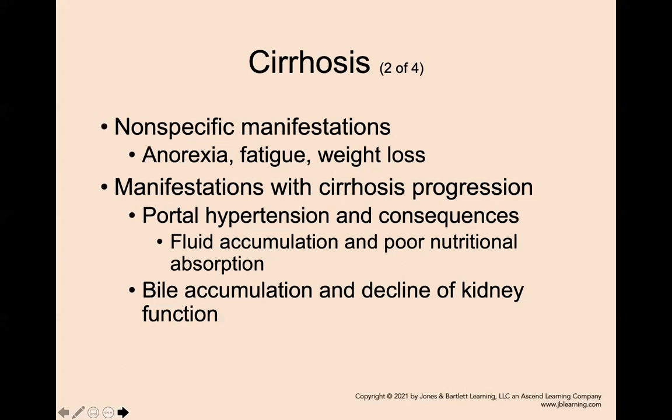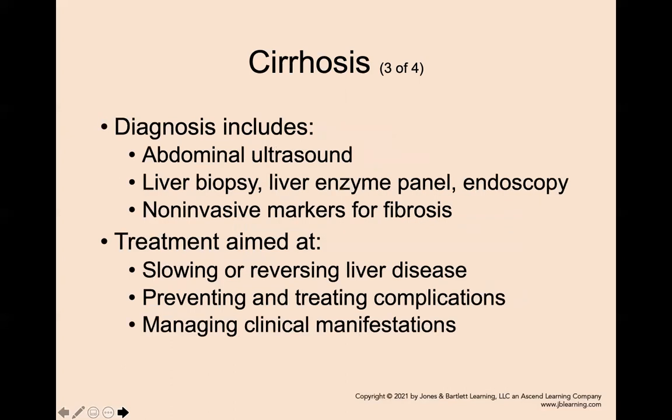The key to this is diagnosis, and diagnosis can be done via abdominal ultrasound, liver biopsy, liver enzyme panels, endoscopy, or non-invasive markers for fibrosis. Treatment is really aimed at slowing and preserving liver disease. So the first thing, early diagnosis is, again, the treatment. You can slow it down, but it is a progressive disease, and I've seen some severe cases. It's quite sad. You want to prevent and treat the complications and manage any clinical manifestations.